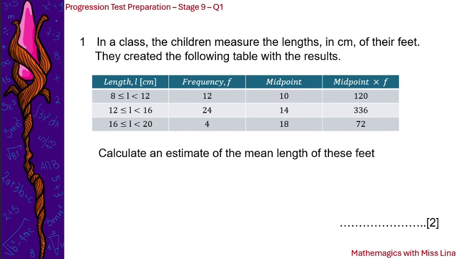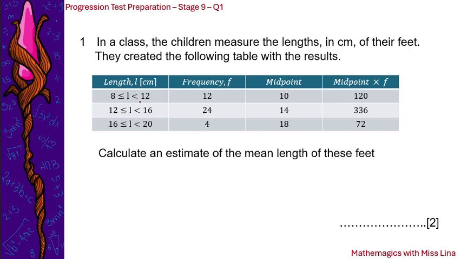Today we are going to check question 1 of stage 9 of the progression test style questions. This one says, in a class, the children measured the lengths in centimeters of their feet. They created the following table with the results. And then we see the table with the length, frequency, the midpoint, and the midpoint multiplied by the frequency.